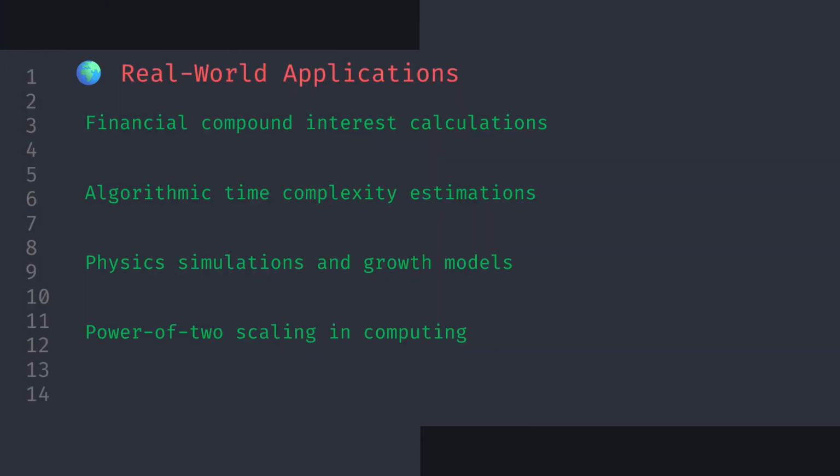Exponentiation is used widely in real-world problems. In finance, it helps calculate compound interest. In computing, it is used in algorithms and binary powers. Understanding this logic is essential for deeper programming skills.